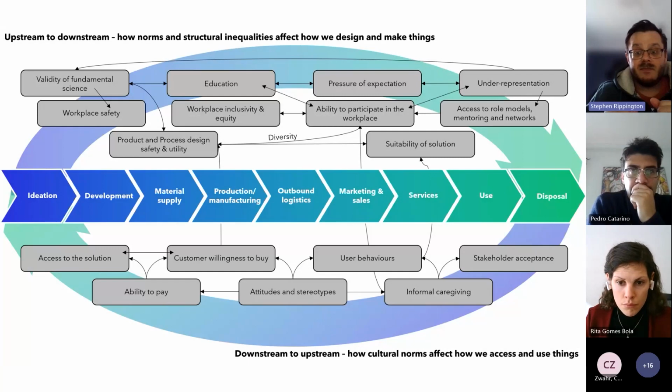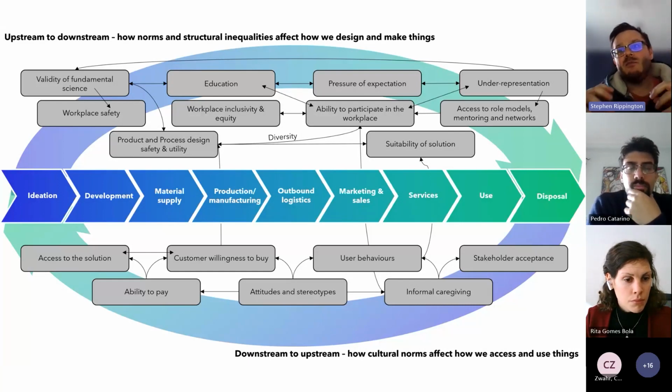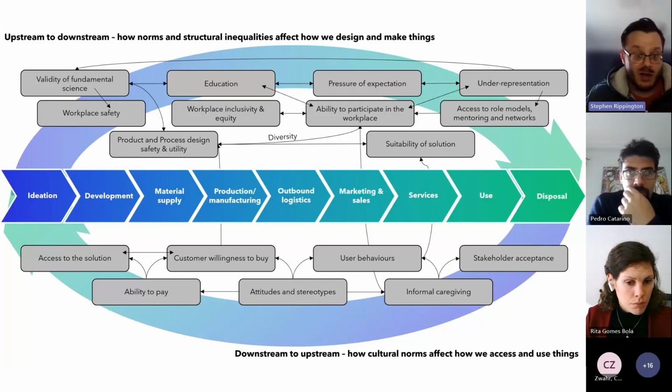And we can think about sex and gender along this value chain as having effects that come from upstream or downstream. Now, upstream factors relate to how sex and gender influences the way that we design and make things. And then downstream factors relate to how sex and gender influences the way that we might access, use, or dispose of those things. So you can think of the downstream to upstream factors as what it means for your customers and your end users, and the upstream to downstream factors at the top are more about what it means for you and the way that you're going about your work in terms of research and development and manufacturing and making products.